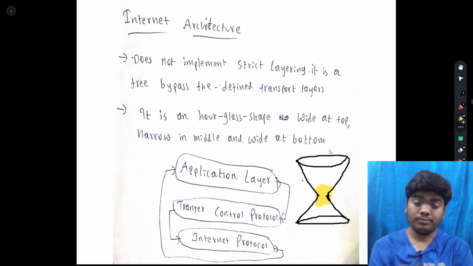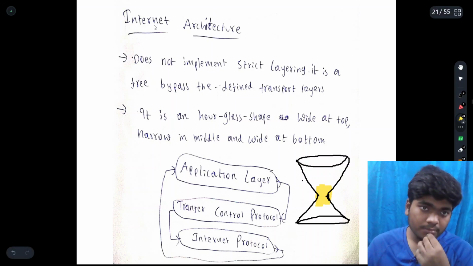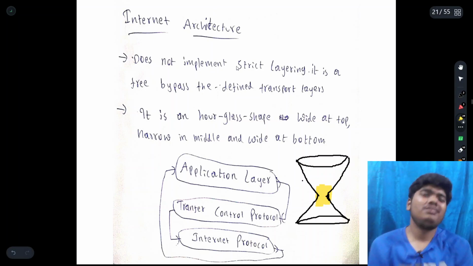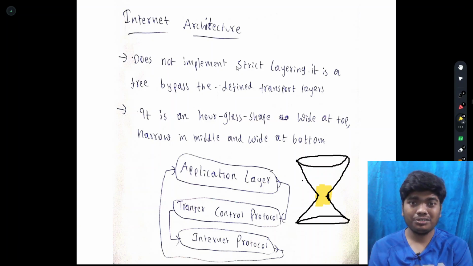So now let us see what is meant by an internet architecture. What is internet? Internet is used for many purposes, but in this particular topic, we are going to discuss only the data exchange or message exchange with the help of internet between two systems. So the exchanging of data between two systems will be discussed in this particular internet architecture.